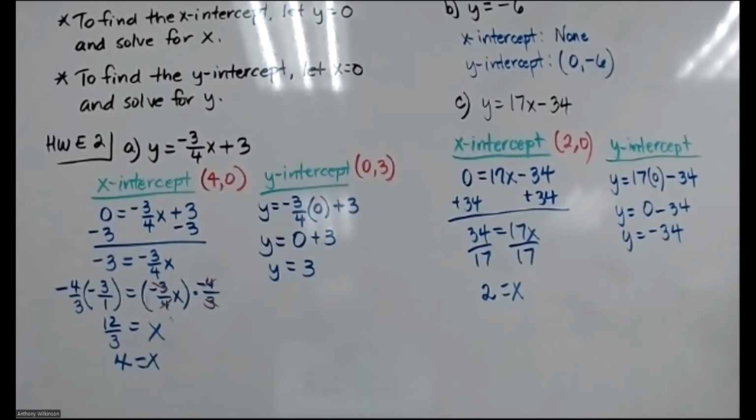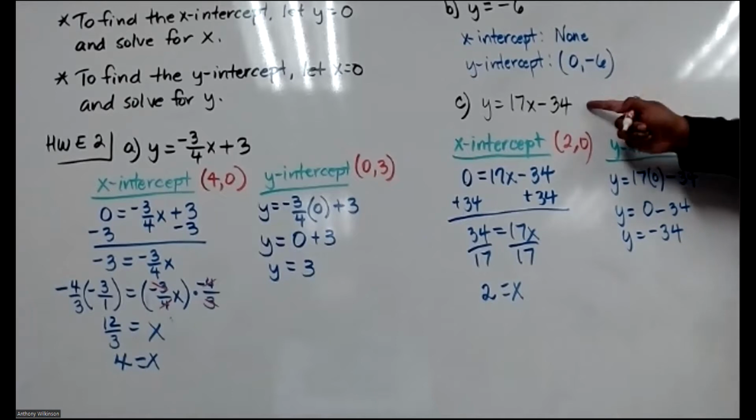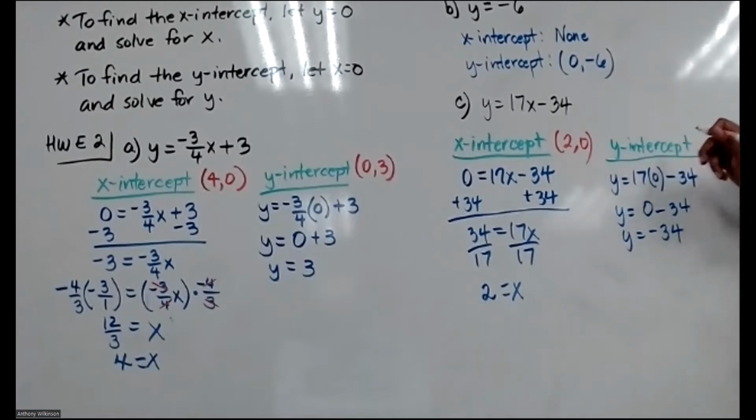Okay. So the y-intercept for the graph of this line will be the ordered pair (0, -34).